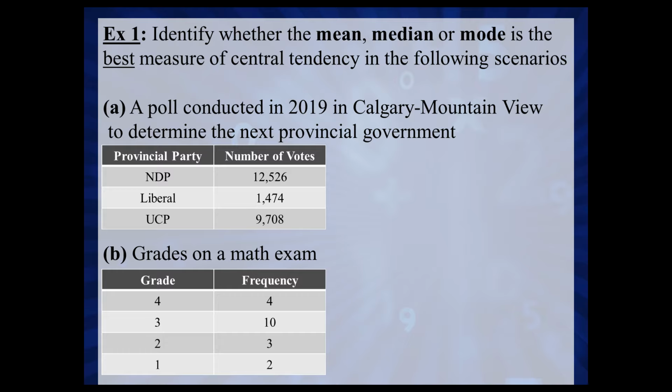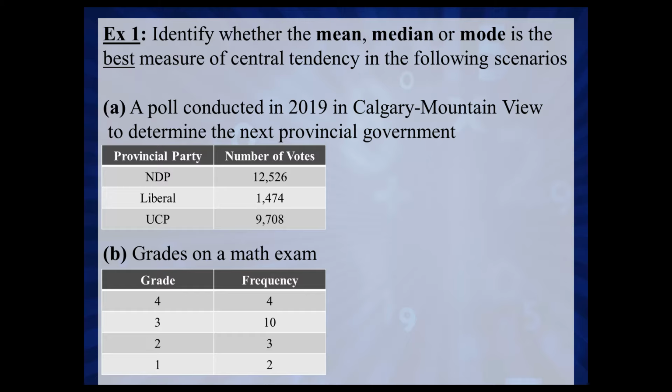First example, I want to identify whether the mean, median, or mode is the best measure of central tendency in the following scenarios. For part A, I have the results from a poll conducted in the Calgary Mountain View area in 2019. So Calgary Mountain View is where our school is located. That was used to determine the next provincial government.